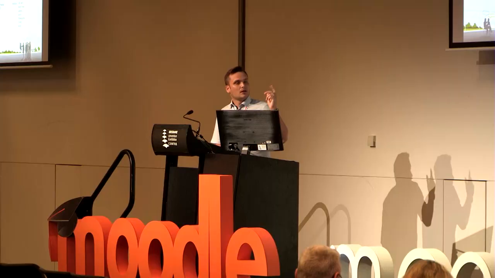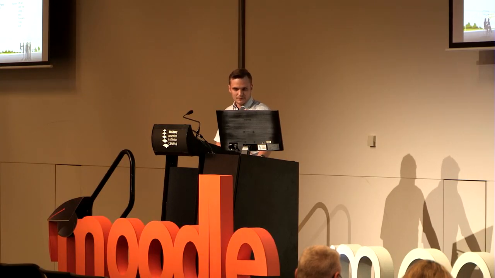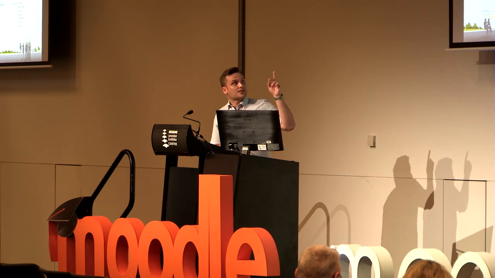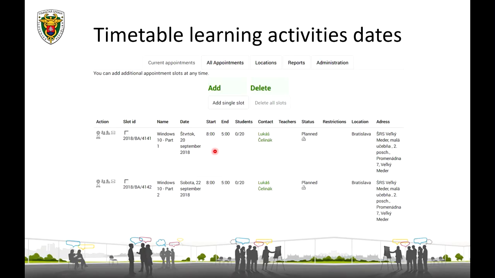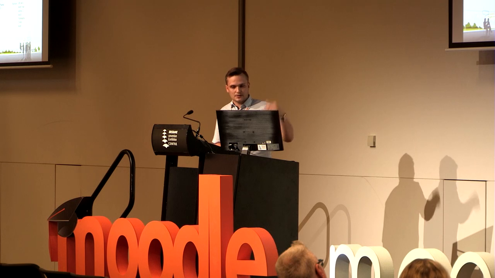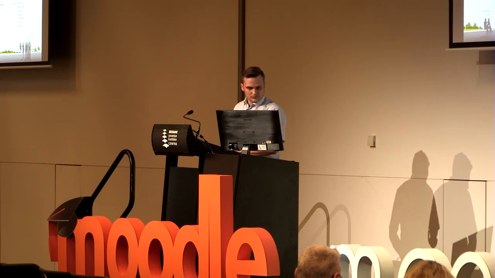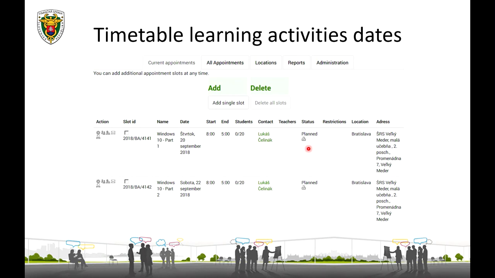Every learning activity date has a name, the date and timing. You can see there attended users and three places in the classroom. The contact is the organizer of the learning activity. The next are teachers attending these slots. I don't attend the teachers to these slots. Next is the status. Every activity has a status, like planned or ended, or so. We have 4 or 5 statuses for these activities.